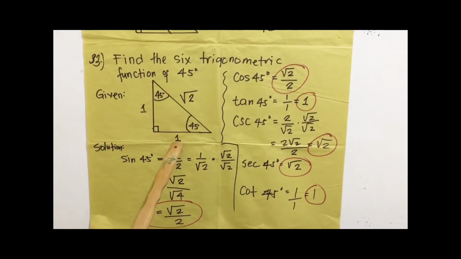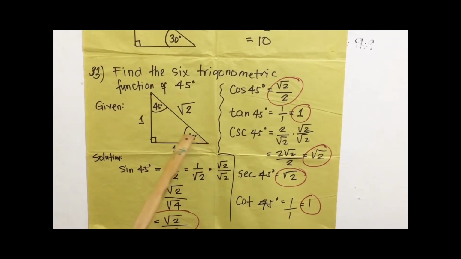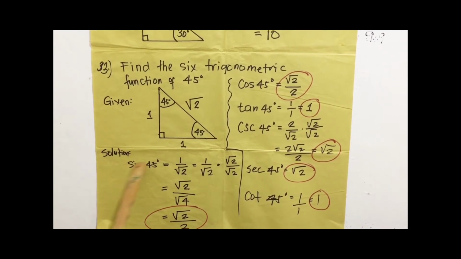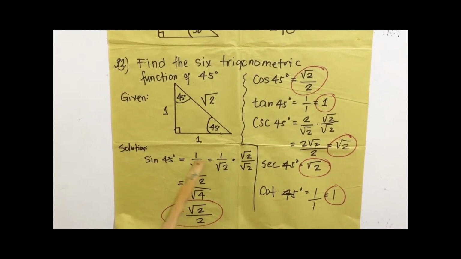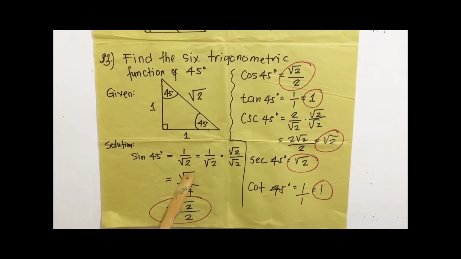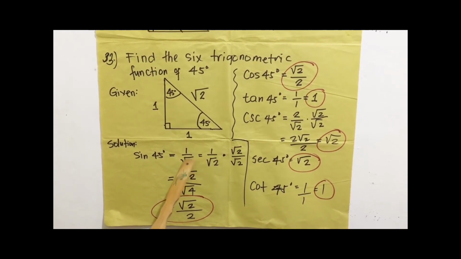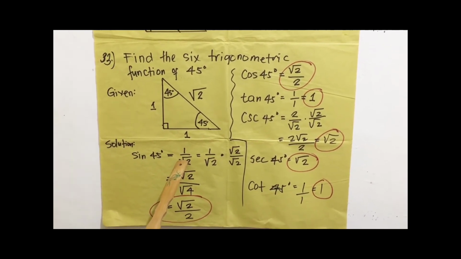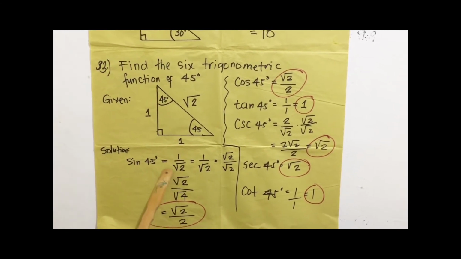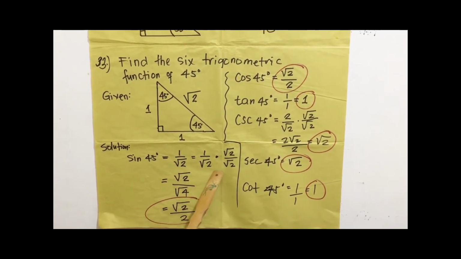So we're going to find the sine of 45 degrees. So if this is sine here, the opposite of this is the side. So sine 45 degrees is equal to 1 over square root of 2, the hypotenuse. And then since we have a radical in the denominator, we are going to rationalize this, because we cannot answer in a radical form with a denominator in the form of a radical. So that's why we are going to rationalize this.